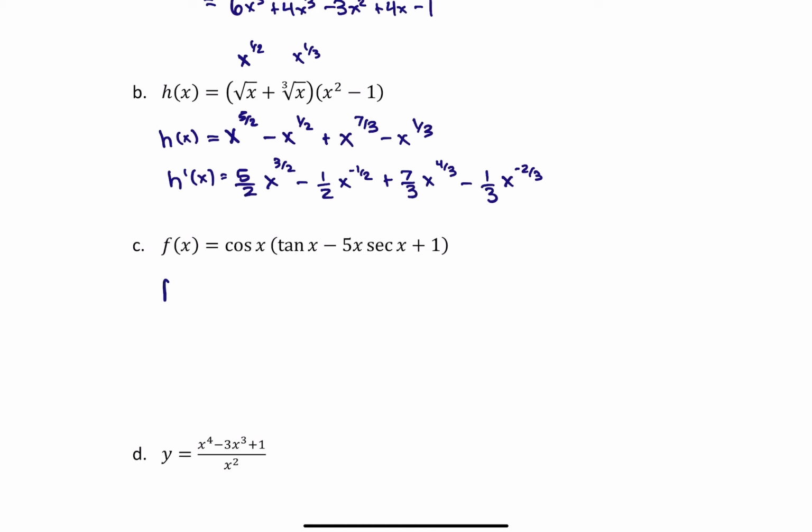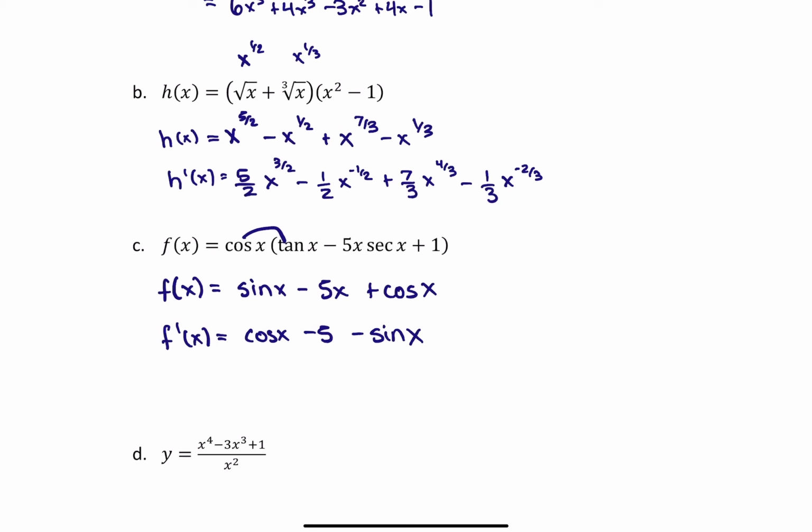So if we rewrite our f of x, cosine times tangent is just going to be sine x because tangent is sine divided by cosine. So then we're going to have minus, let's see, cosine times secant, they're reciprocals. So this is just going to be minus 5x, then plus cosine x. So then when we find this derivative, that's going to be cosine x minus 5 minus sine x.